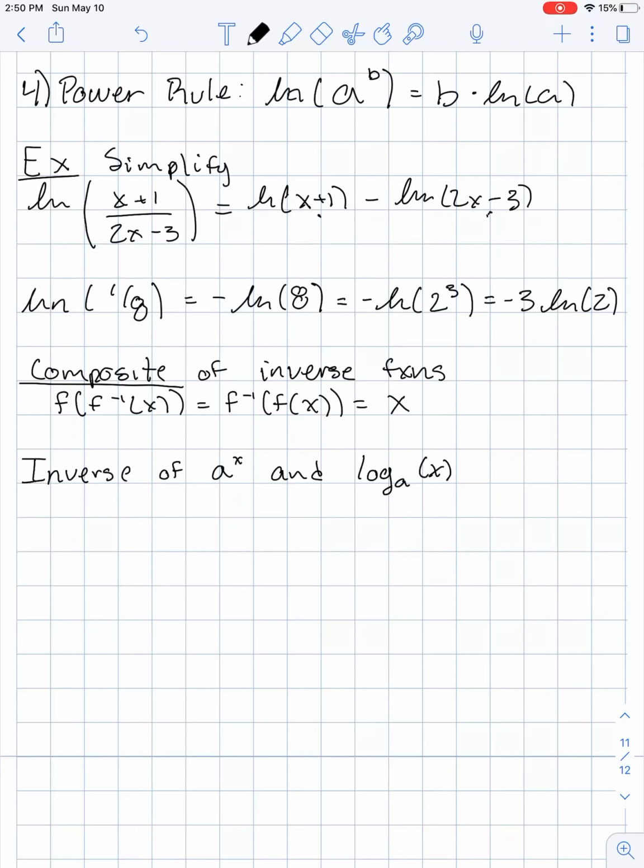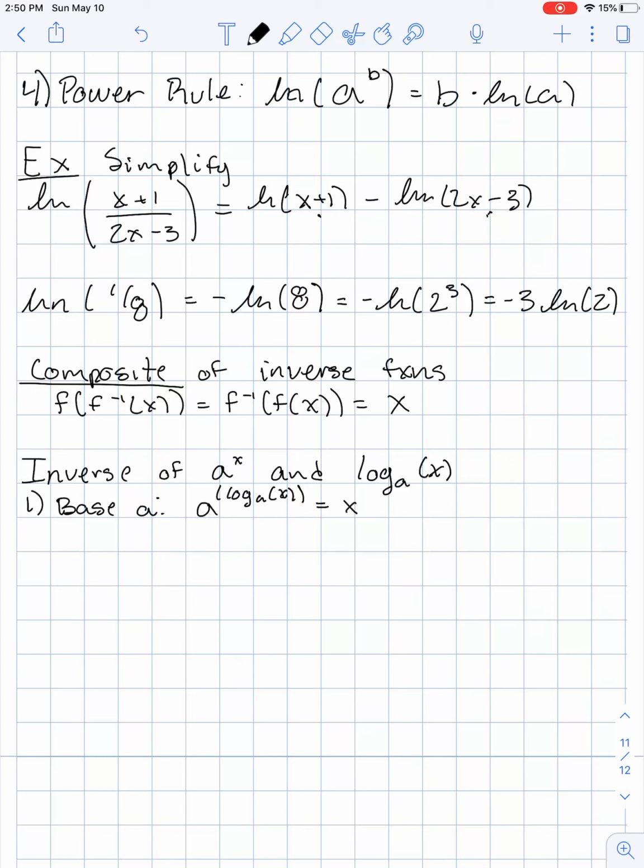So we kind of talked about earlier that these two are inverses of each other. So if we just keep it a, if I put log base a of x into a to the x, I'm going to get a to the log base a of x.